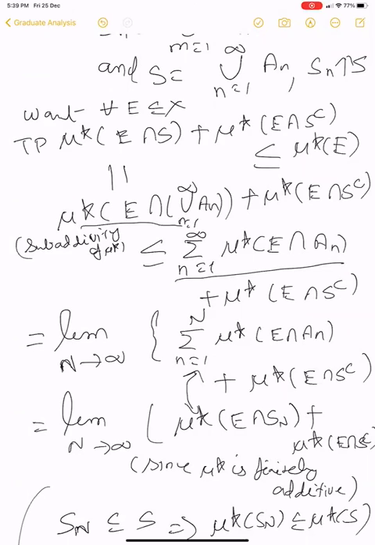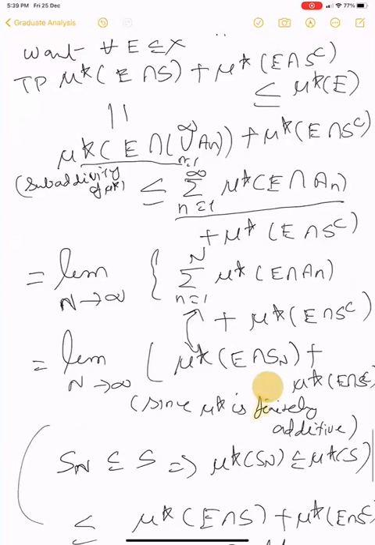We took the union outside, and we write it as a limit of something. Then using the finite additivity, we can again take it inside. So it's equality here. We get the Sn here. I'm showing something, but if you want, then I have to write it.